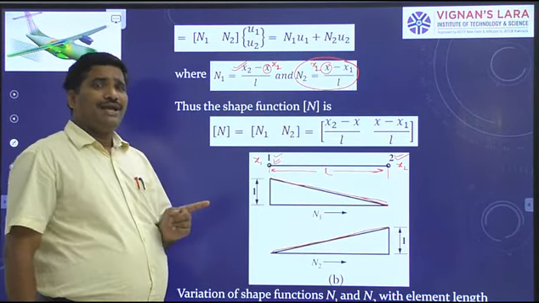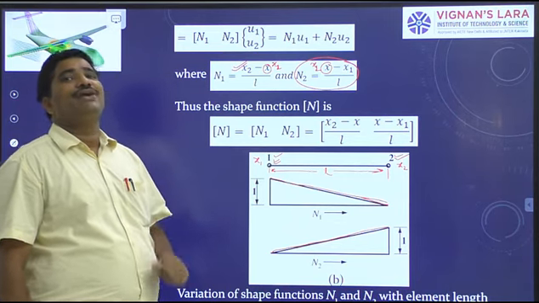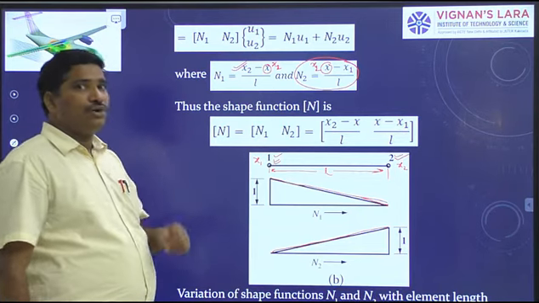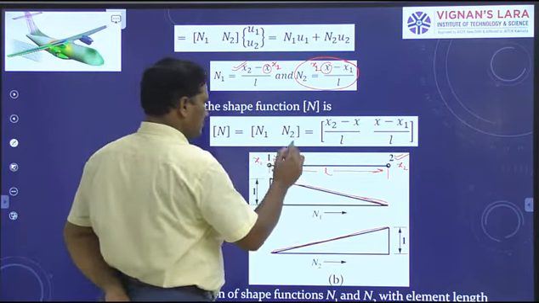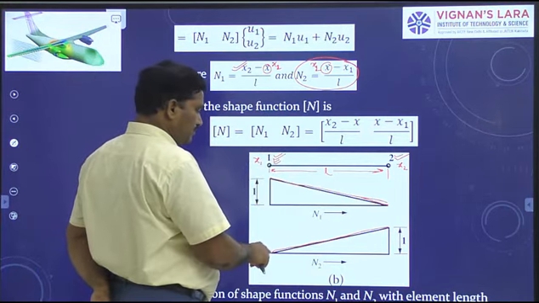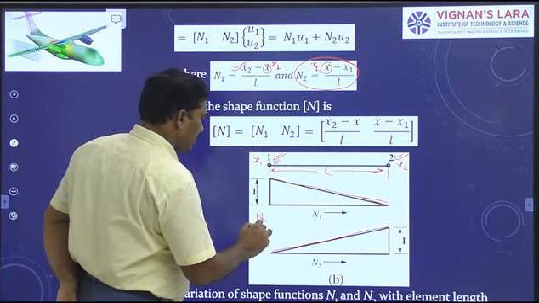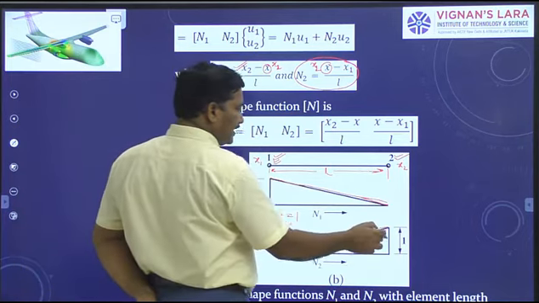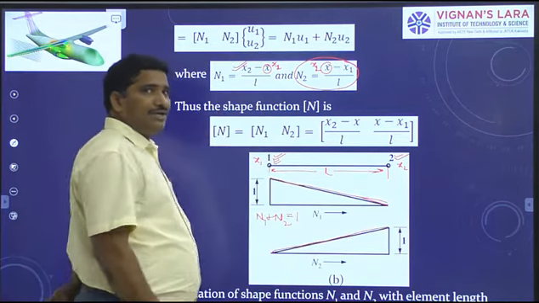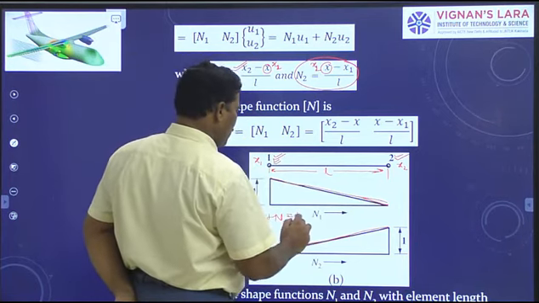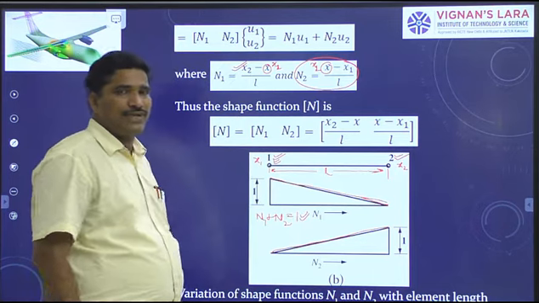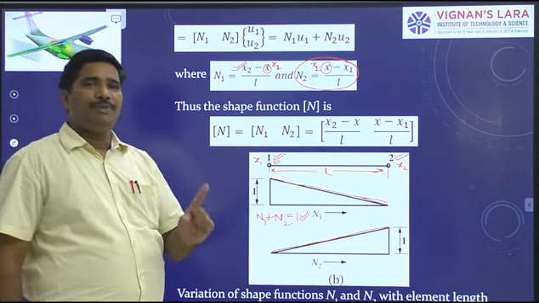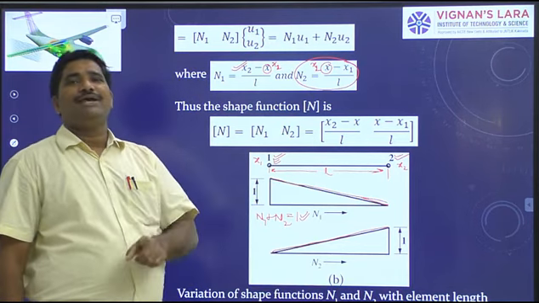Okay. We know that at each point on the element, the sum of the shape functions is unity, where N1 and N2 are the shape functions. At node 1, what is N1? Unity. What is N2? 0. Therefore, N1 plus N2 equals 1. At node 2, what is N2? 1. And N1 is 0. Therefore, at node 2 also, N1 plus N2 equals 1 is satisfied. Not only at the nodes, at any point on the element, if you sum up both shape functions, their summation equals 1.